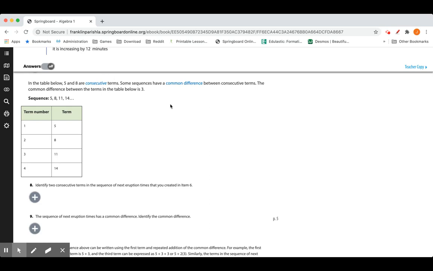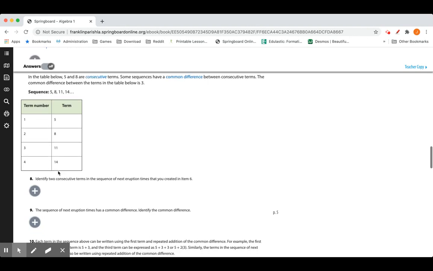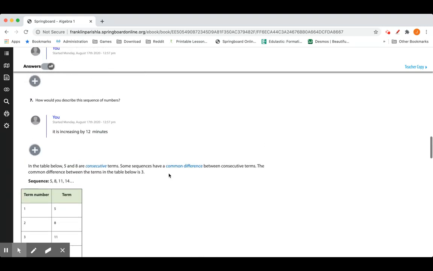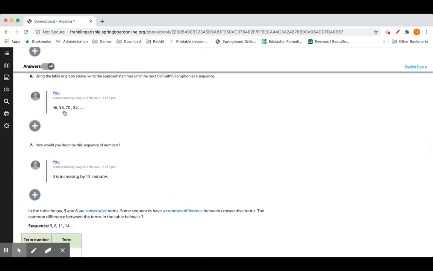Some sequences have a common difference between consecutive terms. The common difference between the terms in this table below is 3. 5 plus 3 is 8. 8 plus 3 is 11. 11 plus 3 is 14. Identify 2 consecutive terms in the sequence for the next eruption that we created in item 6. Here's our sequence that we listed for the next eruptions.